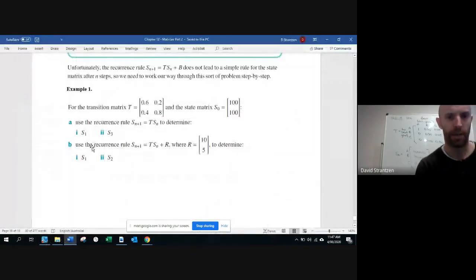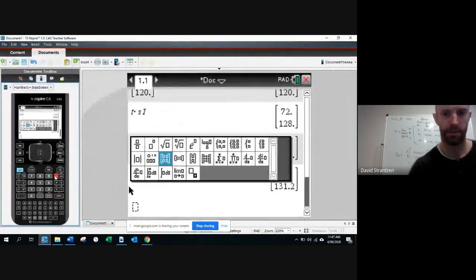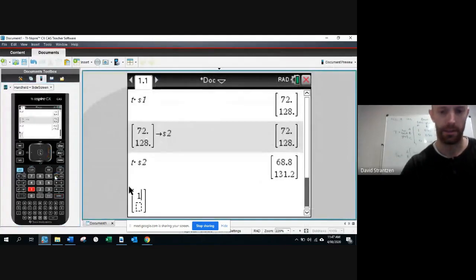Now we're going to use the recurrence rule with the R added on at the end, where R is this 2x1 matrix, 10, 5, to determine S1 and S2. So I'm going to store 10 and 5 as matrix R.